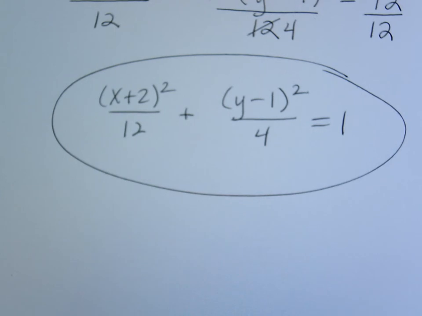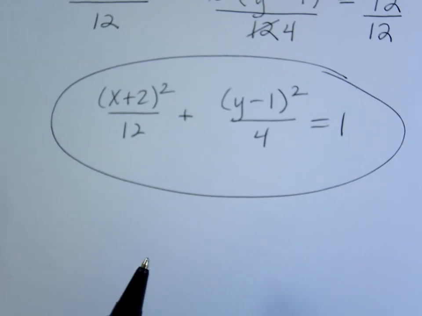Next one, number 8. Starts out x squared plus 4y squared plus 4x minus 24y equals 60.